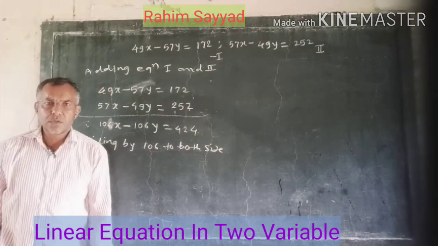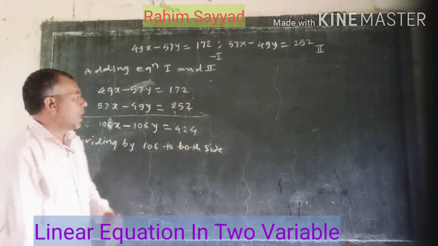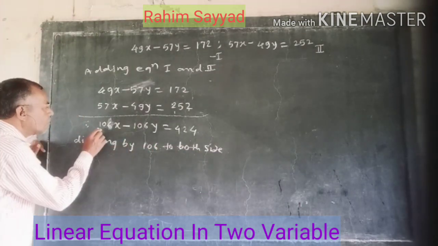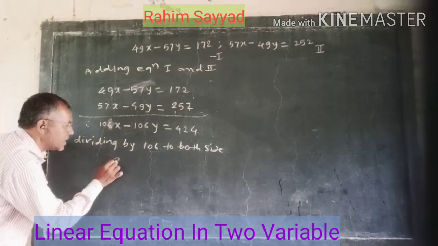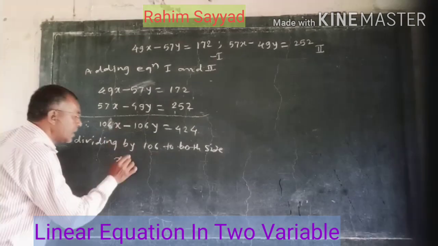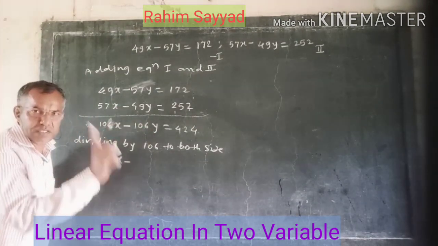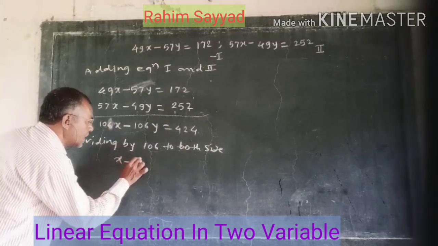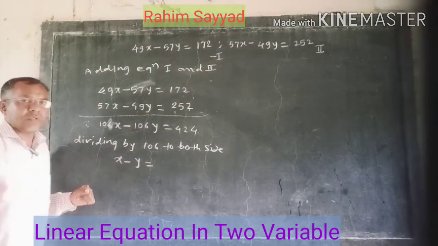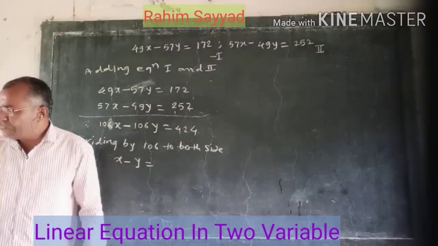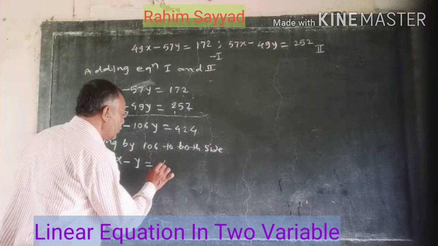Dividing by 106 to both sides. After dividing, 106 by 106 is 1, that is x, and here minus 106 by 106, that is 1, that is y, remaining only here is equal to 424 divided by 106, which is equal to 4.